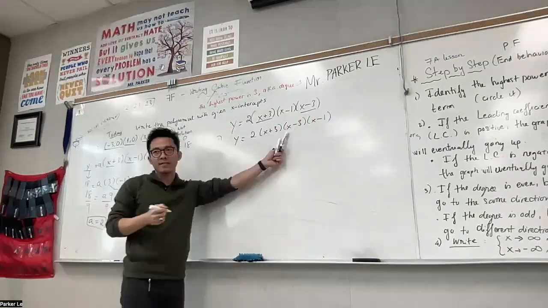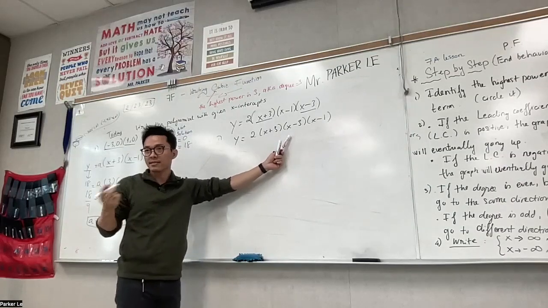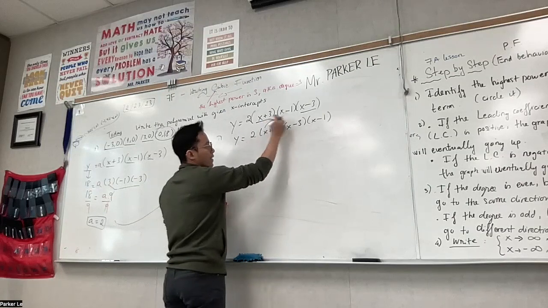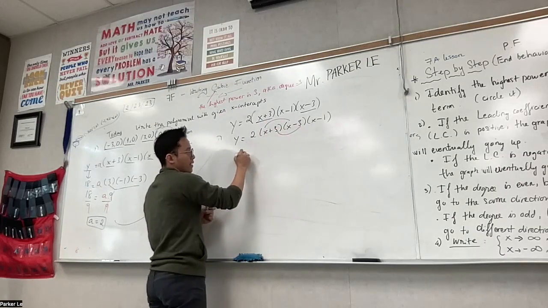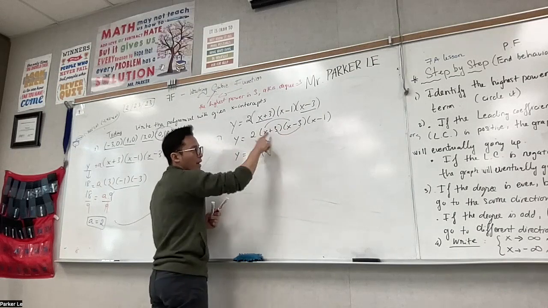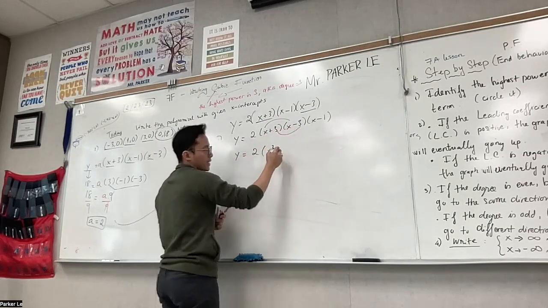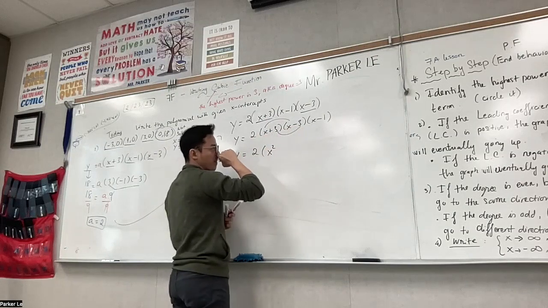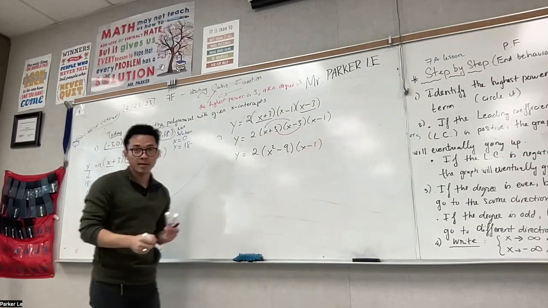What are you gonna do with this? Front to front, back to back. Yeah, you can do that too. Because they are the same set of numbers. So what is x times x? What is 3 times negative 3? Negative 9. Very good. See, much faster.